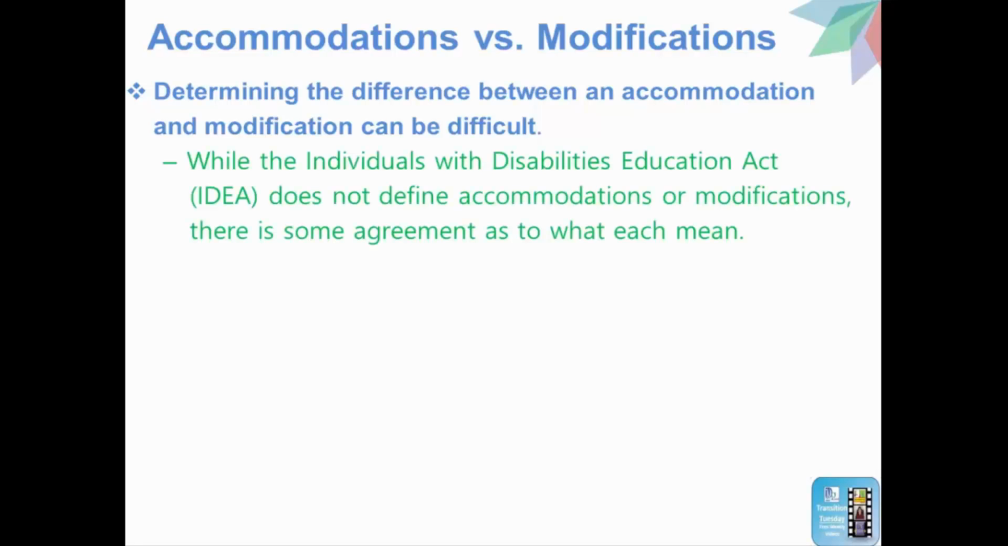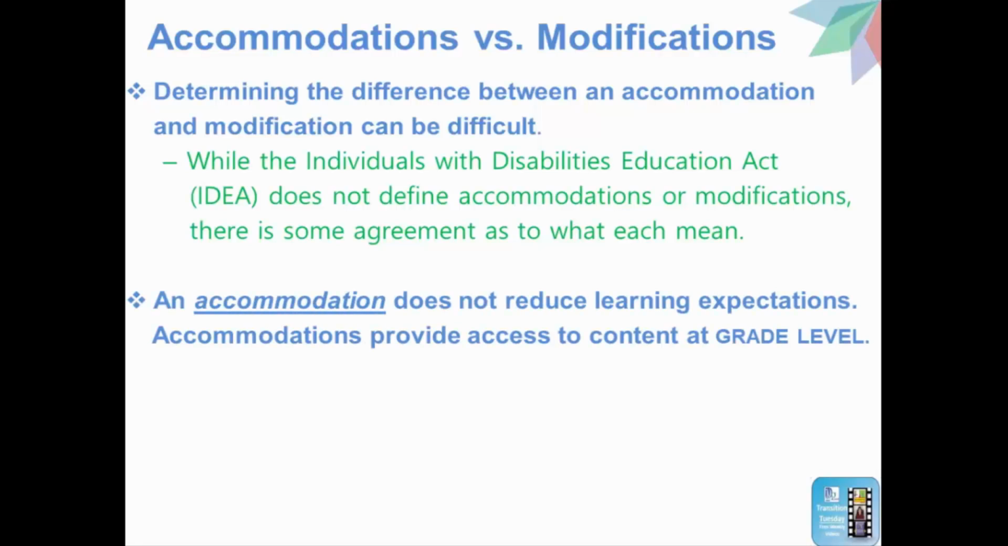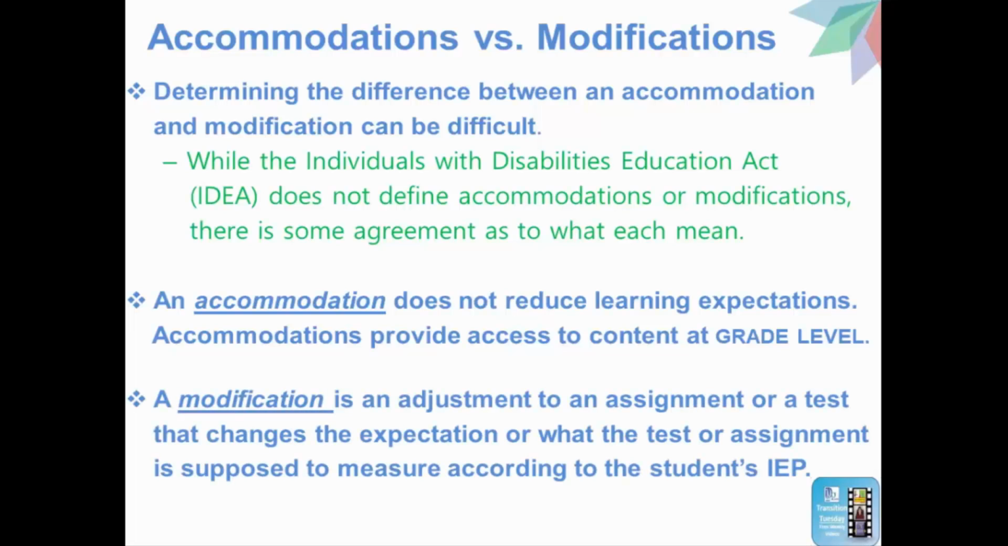While IDEA does not define accommodations or modifications, there is some agreement as to what each mean, which is, an accommodation does not reduce learning expectations. Accommodations provide access to content at grade level. A modification, on the other hand, is an adjustment to an assignment or a test that changes the expectation or what the test or assignment is supposed to measure according to the student's IEP.